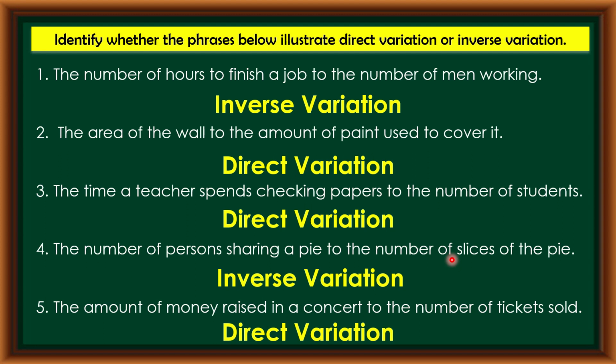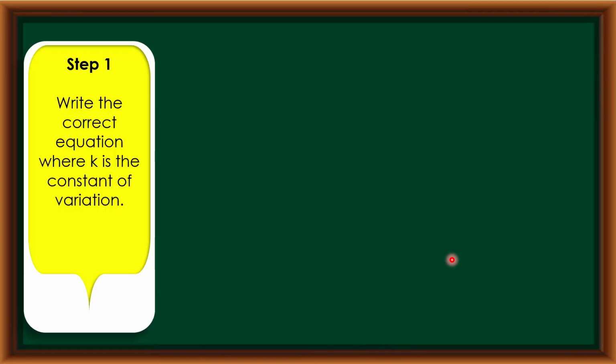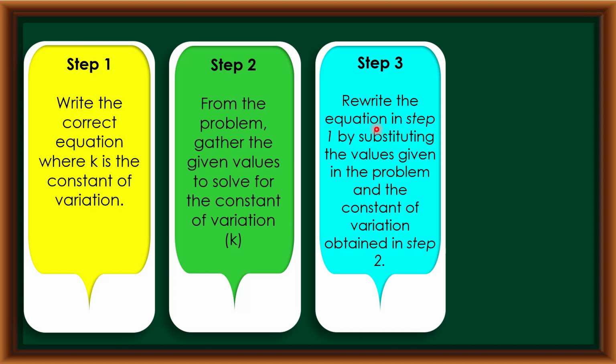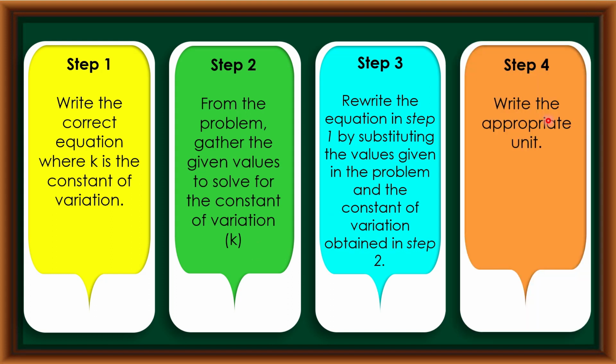So how will we solve problems that involve variation? We have here four steps. The first one is to write the correct equation where k is the constant of variation. Second step, from the problem, gather the given values to solve for the constant of variation or the value of k. Third, we need to rewrite the equation in step 1 by substituting the values given in the problem and the constant of variation obtained in step 2. And the last one, we need to write the appropriate unit. Now, let's begin.